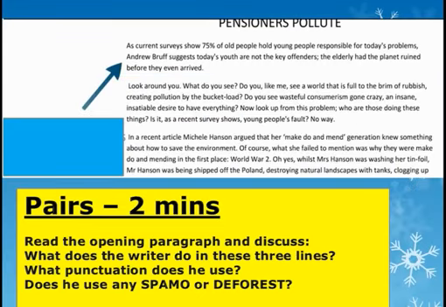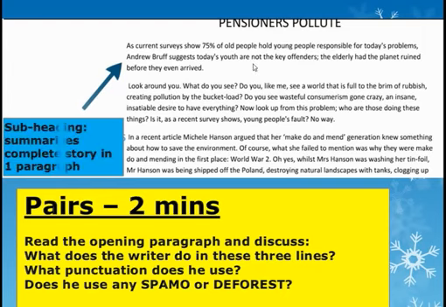Okay, so the second part of the form of the article is that you've got your headline, and I want us to look into the first 3 lines. So the first 2.5 lines: "As current surveys show, 75% of old people hold young people responsible for today's problems. Andrew Bruff suggests today's youth are not the key offenders. The elderly had the planet ruined before they arrived."